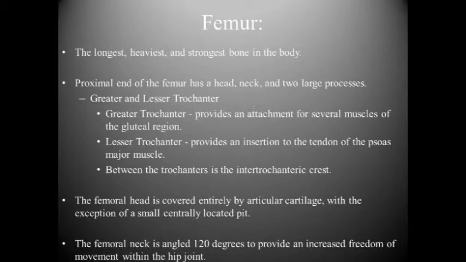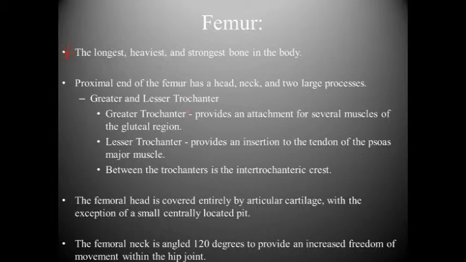So that brings us to the femur. The femur is the longest, heaviest, and strongest bone in the body. So definitely know this. What is the longest and strongest bone in the body? The proximal end of the femur has a head, neck, and two large processes. We have the greater and lesser trochanters. The greater trochanter provides an attachment for several muscles of the gluteal region, whereas the lesser trochanter provides an insertion to the tendon of the psoas major muscle. Between the trochanters is the intertrochanteric crest.